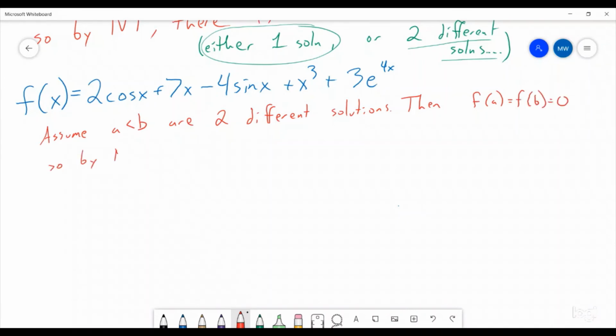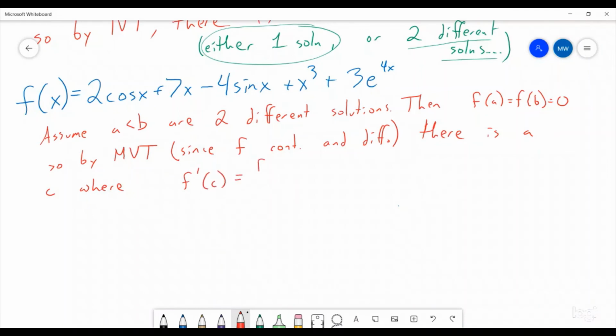So by the mean value theorem, since f is continuous and differentiable, there is a c where f prime of c equals f of b minus f of a all over b minus a, which is just equal to 0. So that means somewhere the derivative is 0.